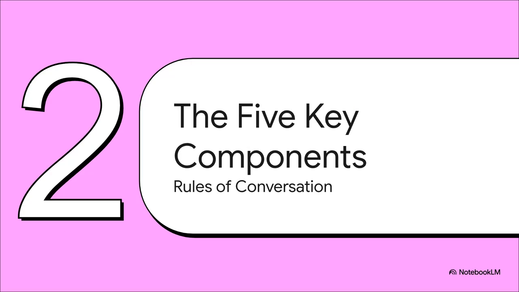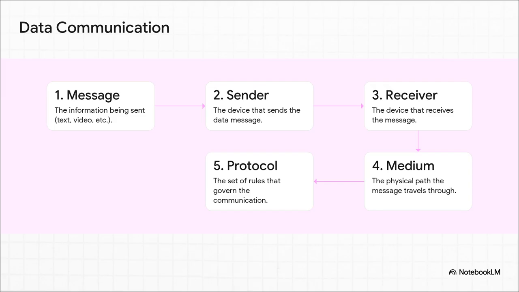All right, so our devices are all in this massive digital group chat, but how do they actually have a conversation that makes sense? Well, it turns out that every single digital interaction, I'm talking everything from a simple text message to streaming a huge movie, is built on a foundation of 5 key components. And here they are. You've got the message, the sender, the receiver, the medium, and the protocol. If you get these 5 things right, you get successful communication. It's that simple. So let's break each one down real quick.